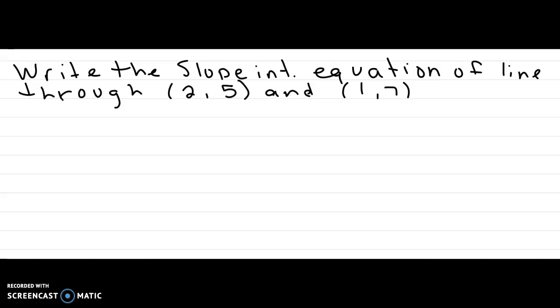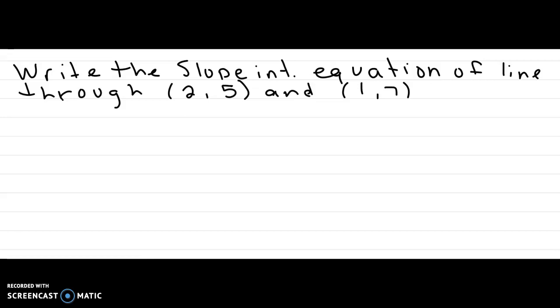Here is another example of how to use point-slope equation of a line to help you write a linear equation. In this example, we're given 2 points and the slope is not provided. But this gives us enough information that we can find the slope, and then we'll know the slope and a point, and we can use point-slope equation.